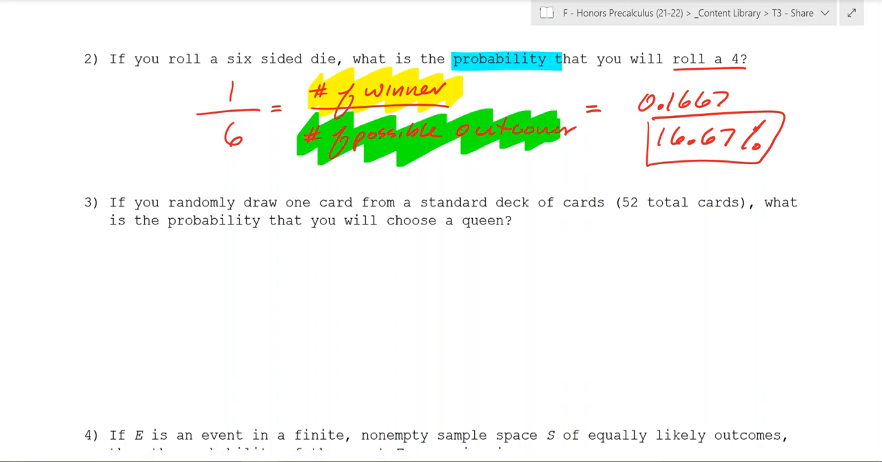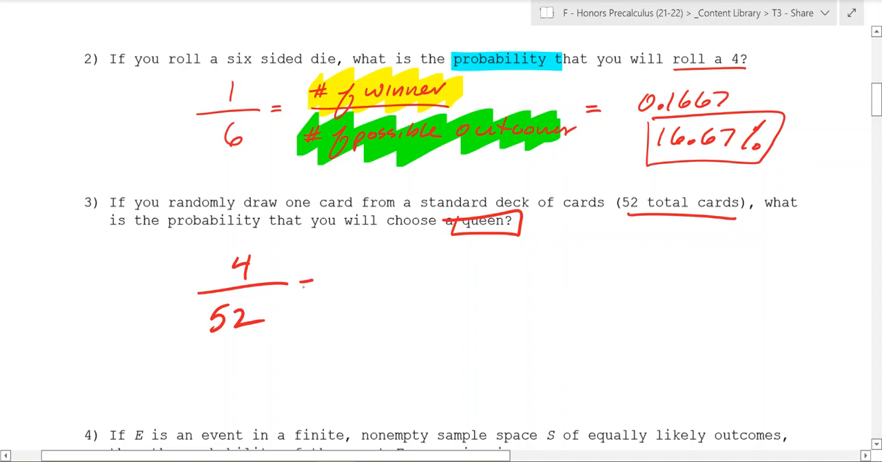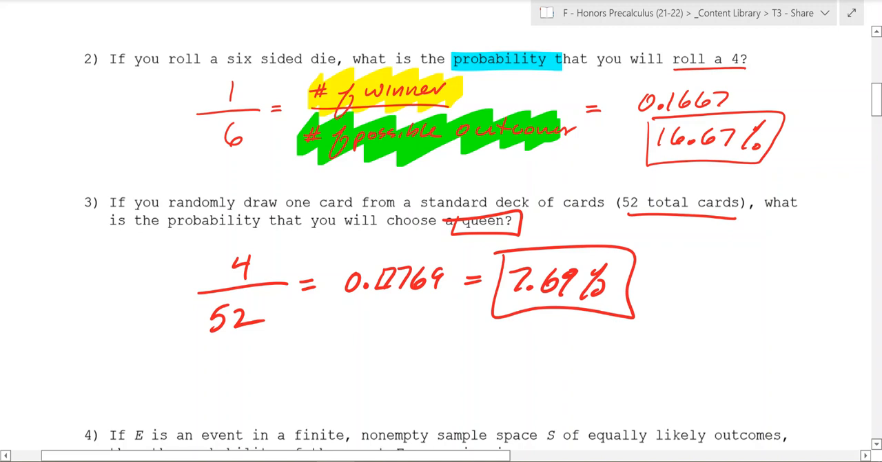And the other most common thing to play with in terms of probability is decks of cards. If you randomly draw 1 card from a standard deck of cards, which is 52 cards total, what is the probability you will choose a queen? Well, this necessitates that you know there are 4 queens total in a regular deck of cards, and there's 52 cards total, so that's going to be 0.0769, which is a 7.69% chance of happening. Remember, a 100% chance, or a 1, would be certainly happening. So in this case, it's just 7.69%.